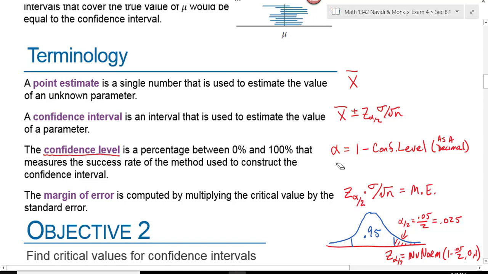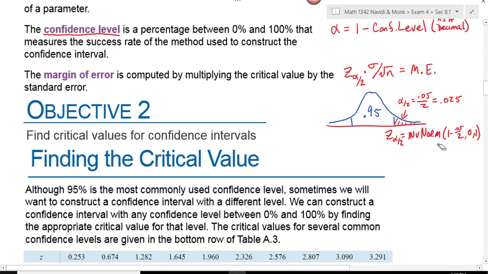This is how we find alpha. This is our margin of error. And this is how we find that numerical value.